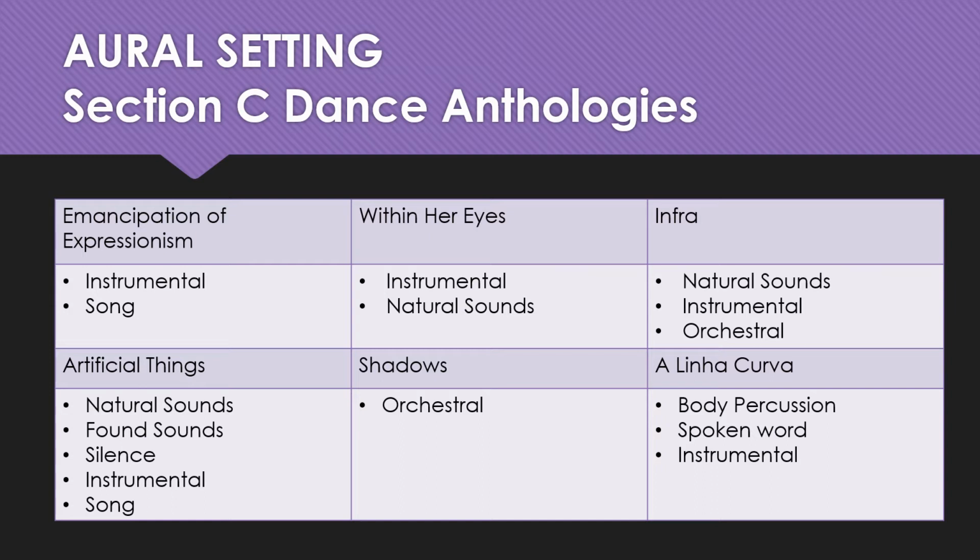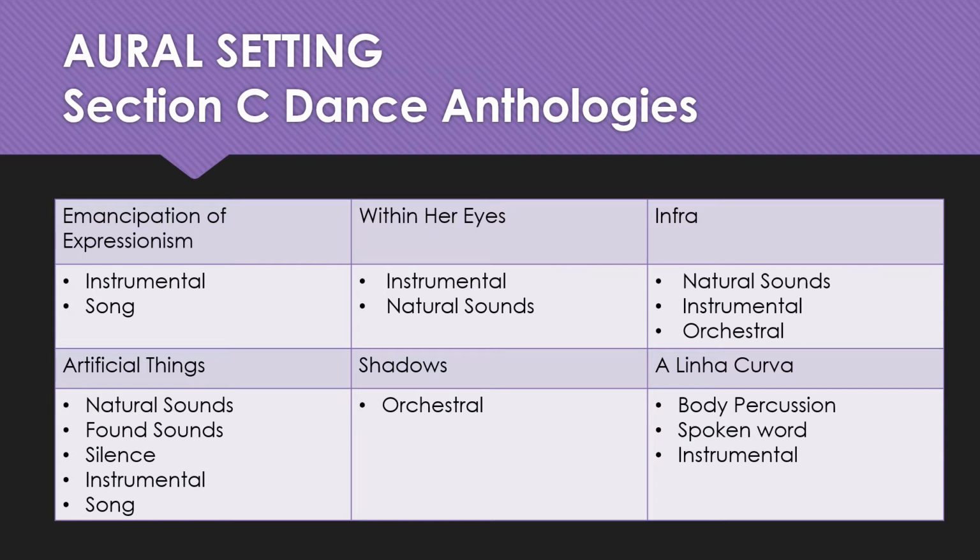So this might not make any sense if you're in year 9. If you're in year 10, hopefully you know a couple of these, and if you're revising in year 11, this is a really good revision tool for you. So if we're looking at the top left hand corner there, Emancipation of Expressionism, underneath there I've just listed the 2 types of aural setting that are featured throughout.